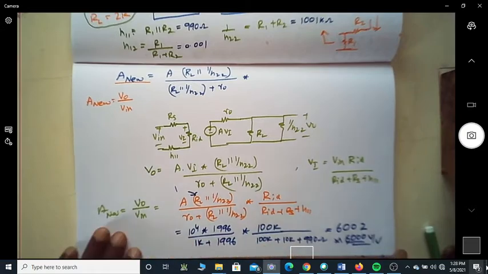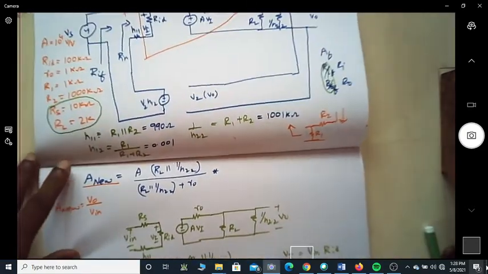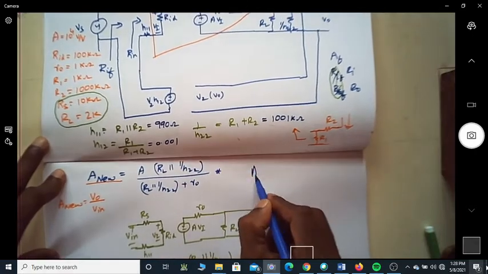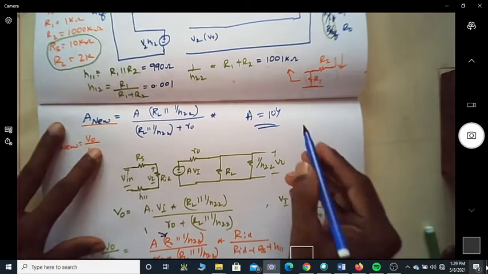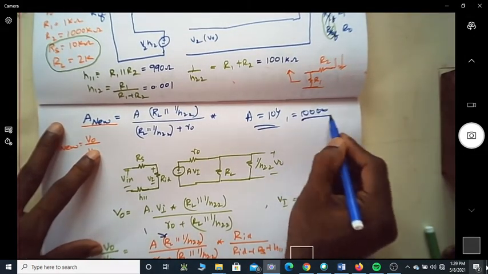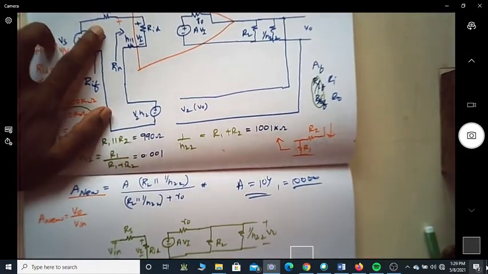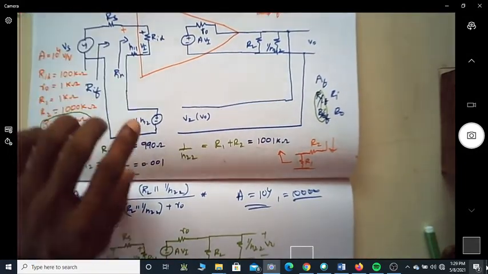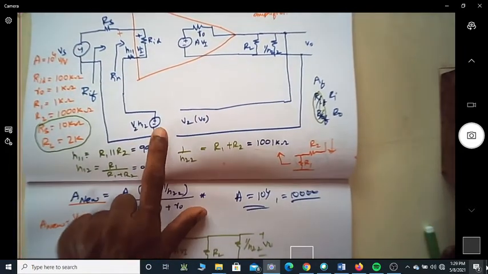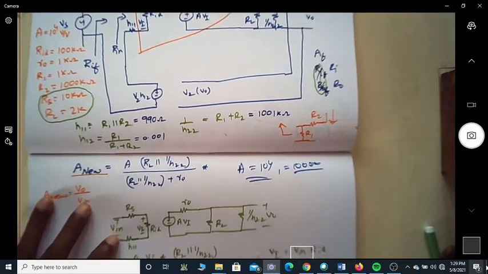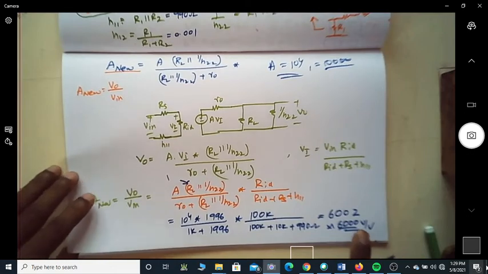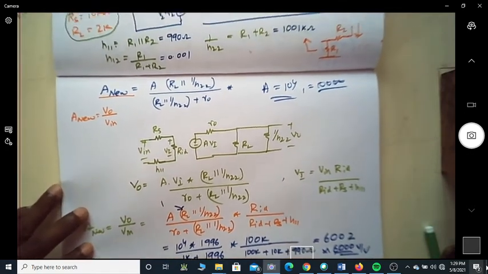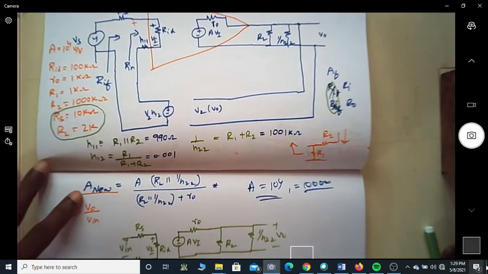6000 volt per volt. See now, the open loop gain, A, which was 10 power 4, has been reduced to 6000. Of course, 10 power 4 is nothing but 10,000. So 10,000 was the gain without considering the non-idealities. If we consider the non-idealities of the source, load, and the feedback network, the open loop gain itself reduces to 6,000. So with this 6,000, I have to find out the input impedance, output impedance, and the gain of the amplifier after feedback.